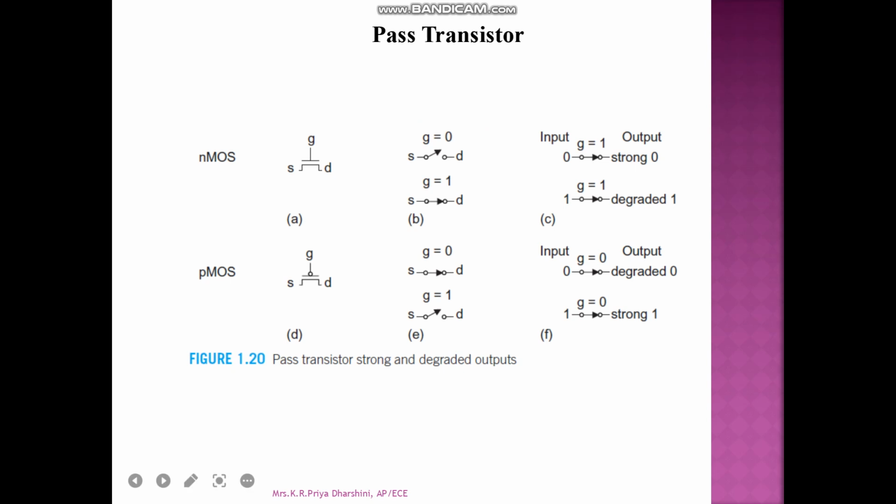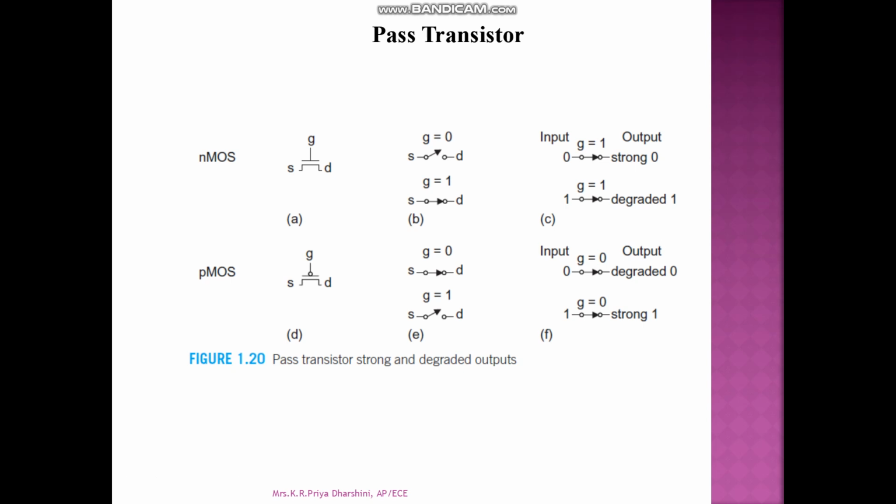Next one is the pass transistor. Pass transistor, in the sense, why we are moving to the transmission gate, what are the advantages and disadvantages of the pass transistor, we'll see here. That is, for NMOS, what happens is when your gate is 0, the switch is in the open condition. That is, the connectivity between the source and drain will be in the open condition. When G is equal to 1, the connectivity between your source and drain will be in the closed condition.